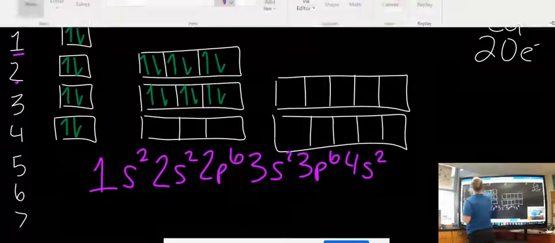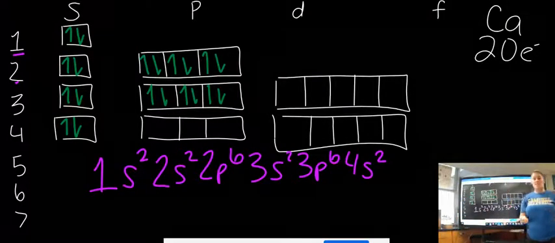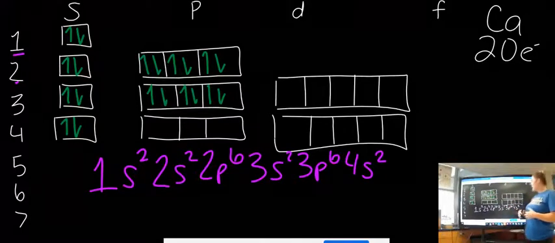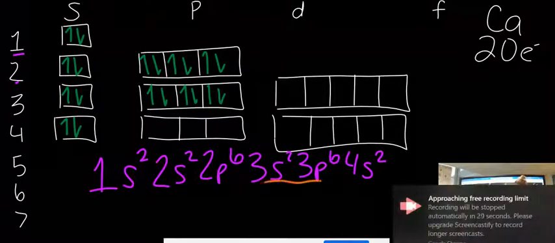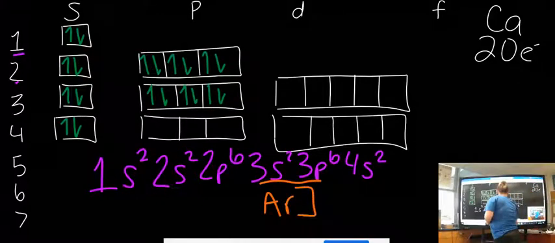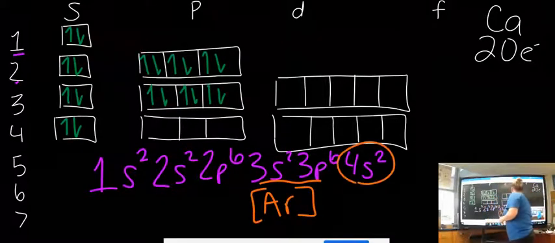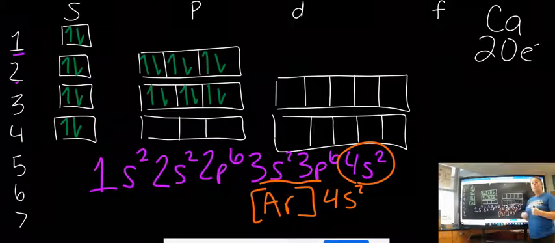Last but not least, you may be asked to write the noble gas notation of that, which means you have to look at the noble gas that comes right before it. The noble gas that comes right before it, noble gas is always in an S2P6. So the noble gas that comes before calcium is argon. So we write Ar in brackets with whatever is left over, 4s2. And those are the different ways to show the electron configurations for calcium.